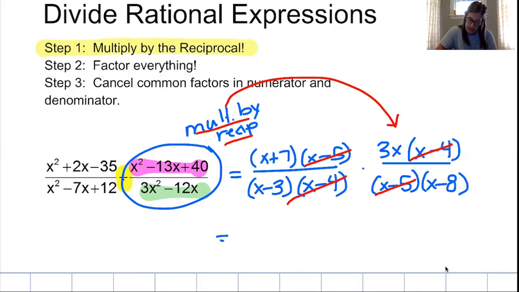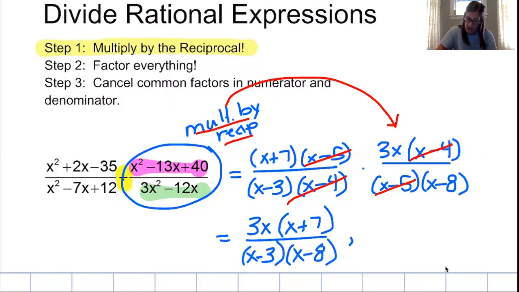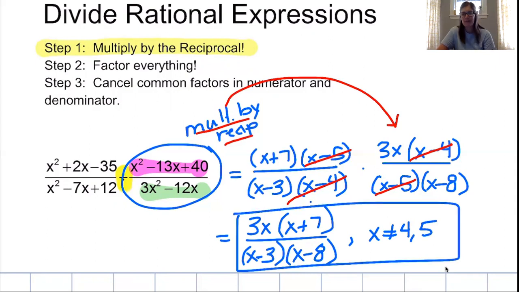Write what's left over. That's going to be a 3x times x plus 7. That's going to be an x minus 3 times x minus 8, such that x does not equal. We crossed off the x minus 4. We crossed off the x minus 5. So that's going to be positive 4 and positive 5 for our answer. Okay.